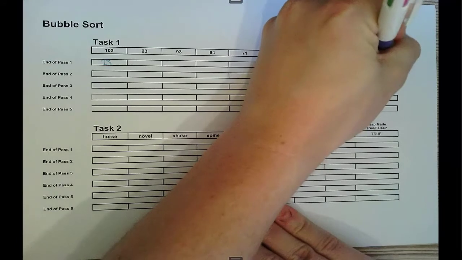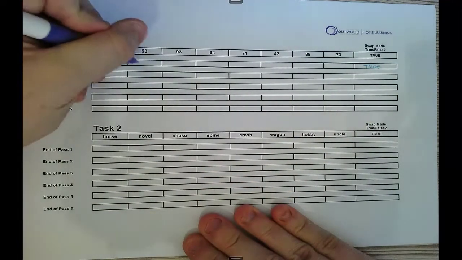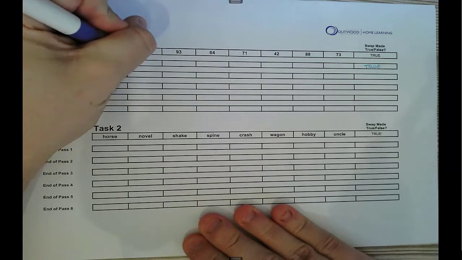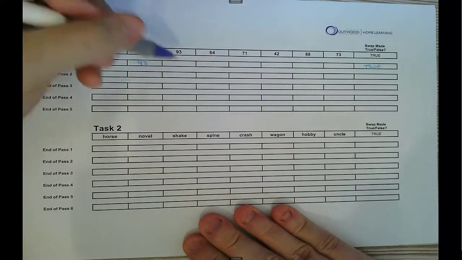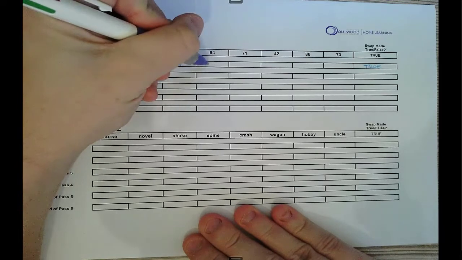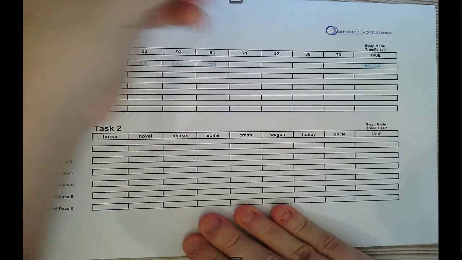Yes, so I'm already going to change the swaps made variable to true. Okay, so now I've got 103 here, and I'm going to check with the third value, 93. So I'm going to swap them, and 103 is just bubbling along. The next one then, I've got 64 and 103, so I'm going to swap them. Then I've got 71 and 103, so I'm going to swap them.